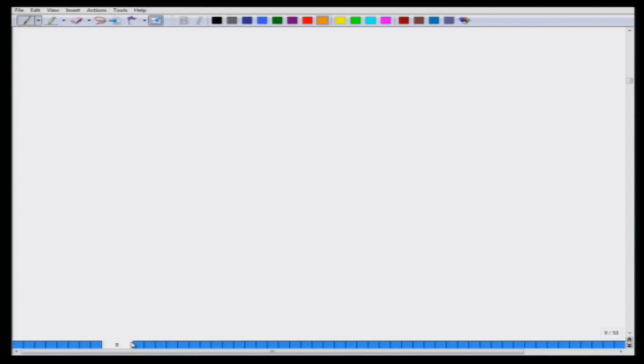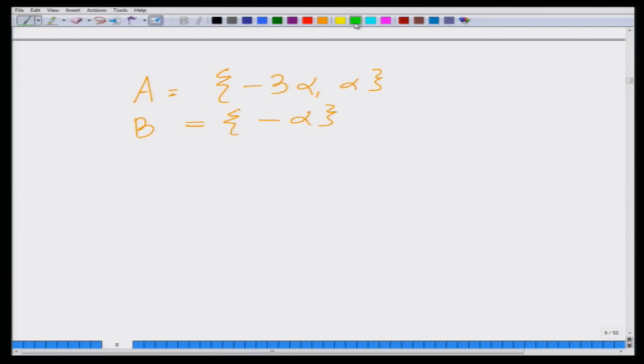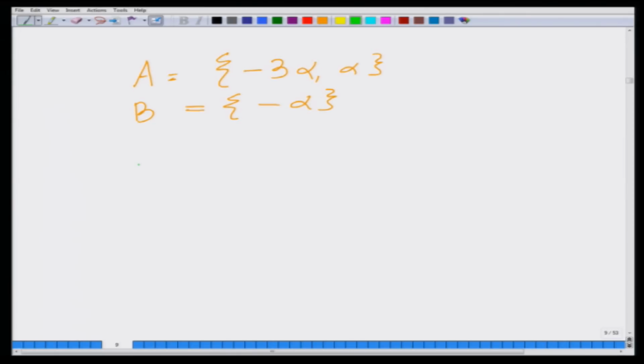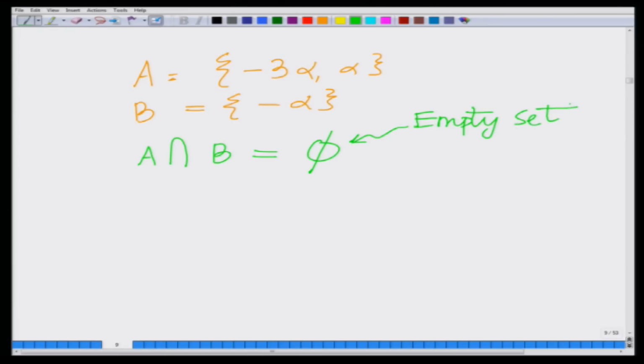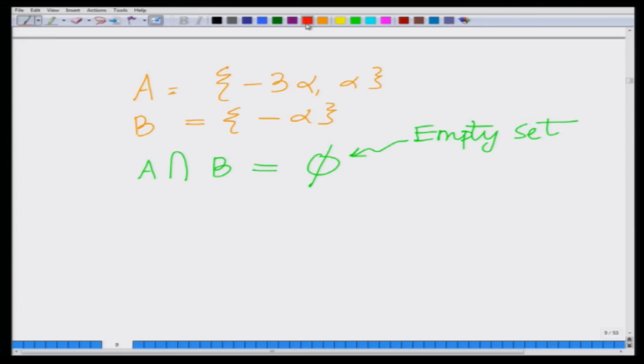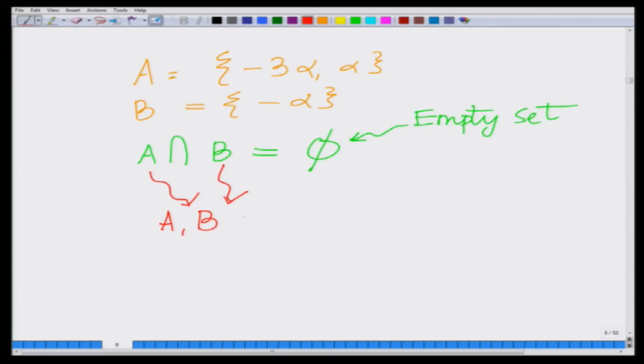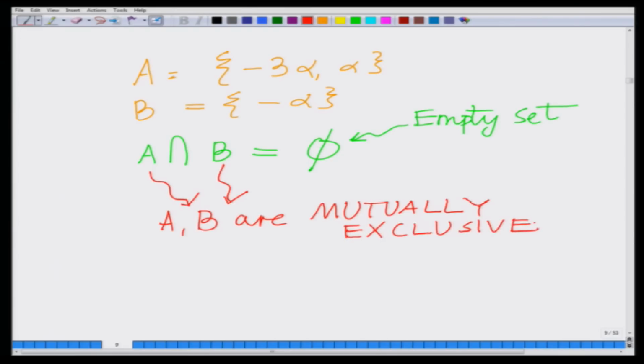For example, again let us take a simple example from our MPSK. If A contains the symbols minus 3 alpha, alpha, and B contains the symbol minus alpha, then you can clearly see that A intersection B is equal to phi, and this phi is the empty set, and we say that these events A, B are mutually exclusive.